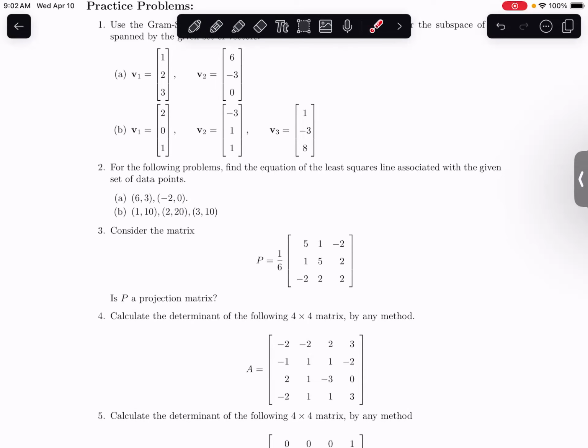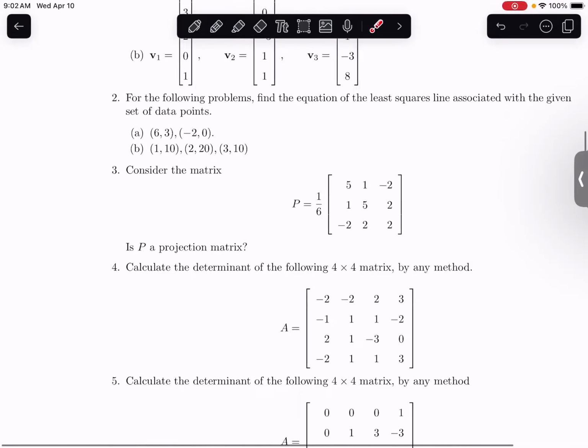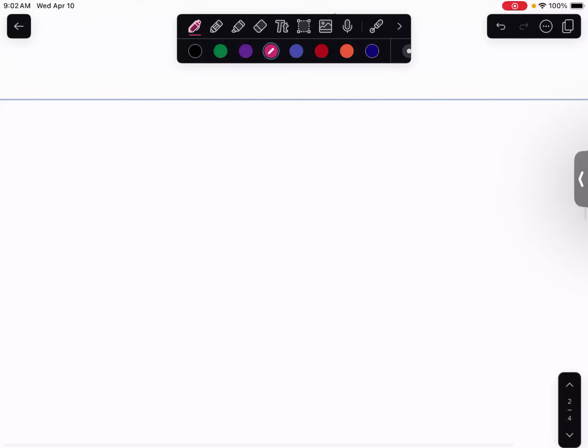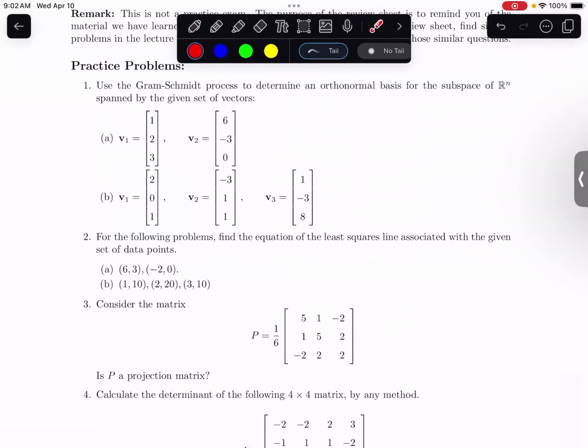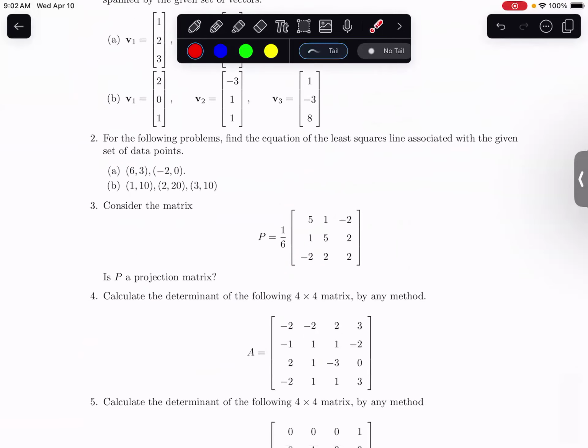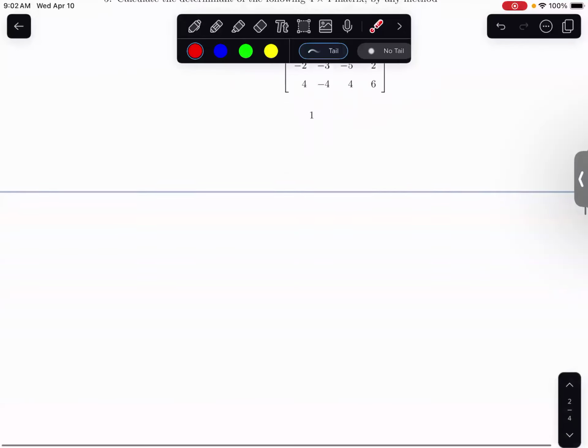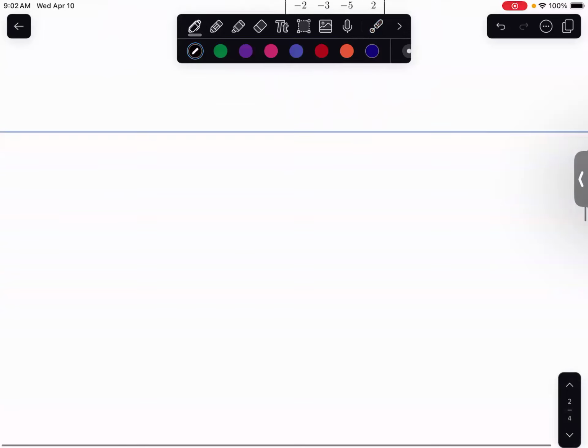It's like a section, I think it's 4.3, when you're doing the least square solutions. So for problem 2, let me just read it out loud first before I write down the setup. For problem 2A, it says, for the following problems, find the equation of the least squares line associated with a given set of data points. So we're given 2 data points, 6, 3, and minus 2, 0. And we want to set up a system of linear equations that we can then approximate a solution to using this least square solution. And then we'll end up getting the equation of a line that serves as a best fit line for the set of data points that we have.